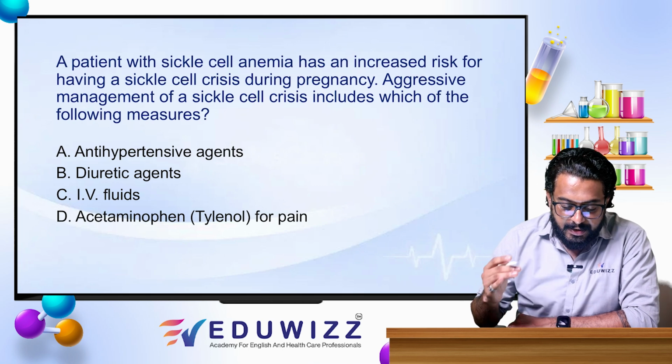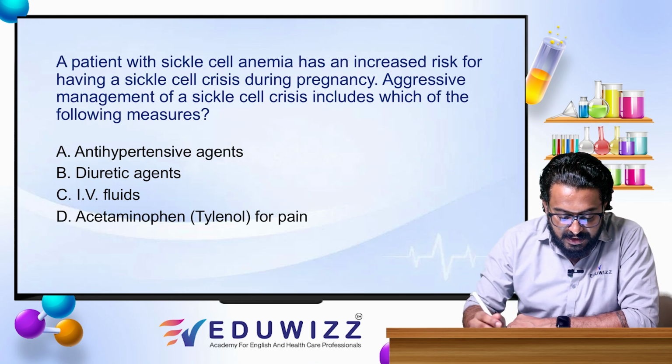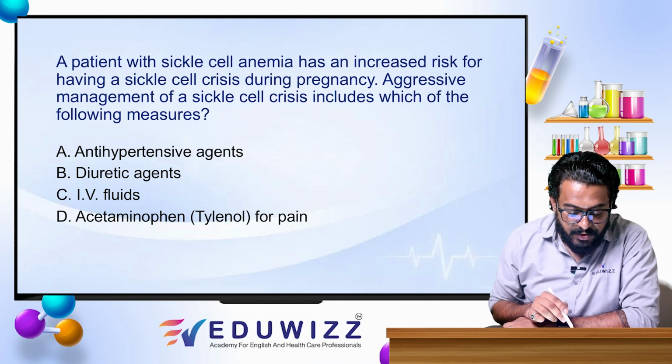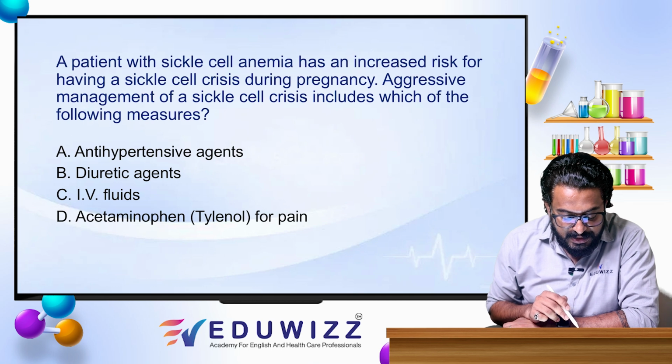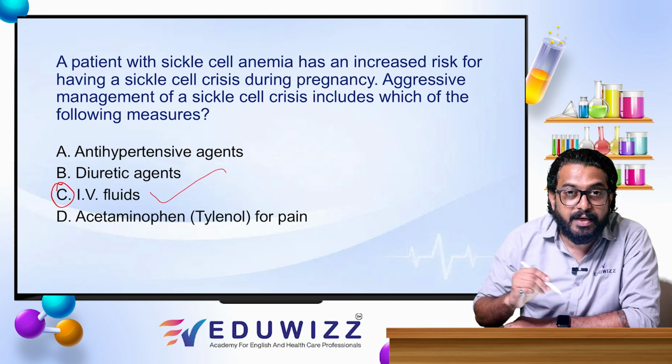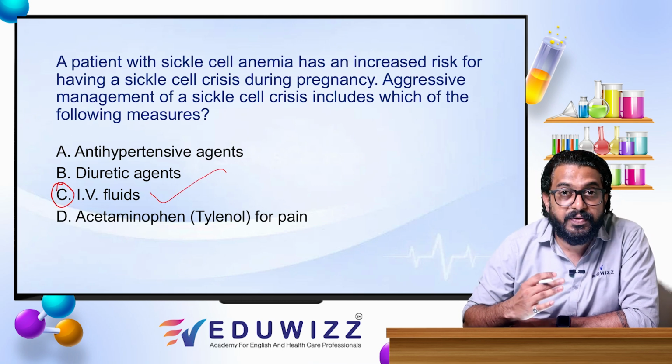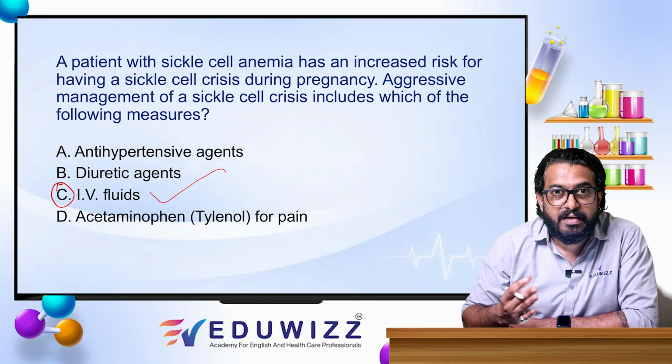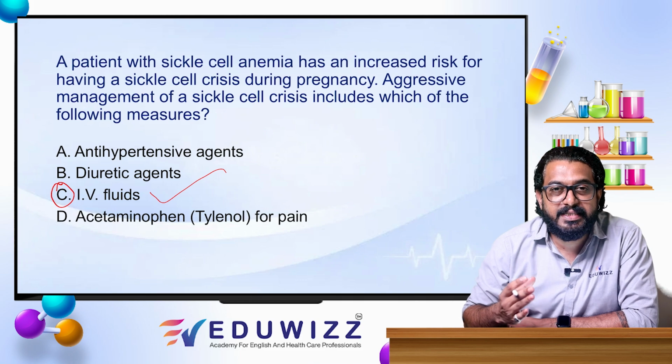So here, aggressive management of a sickle cell crisis includes which of the following measures? A. Antihypertensive agents, B. Diuretic agents, C. IV fluids, and D. Acetaminophen for pain. So the answer is option C, IV fluids. There are different types of sickle cell crisis depending on how it is caused. It's all explained in our classes in detail.